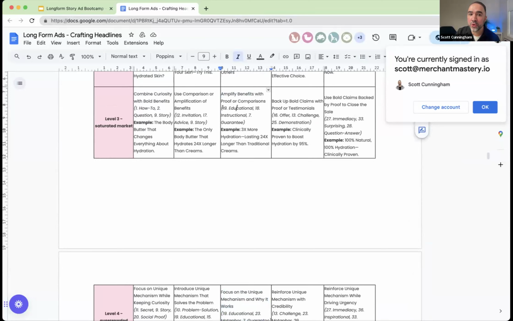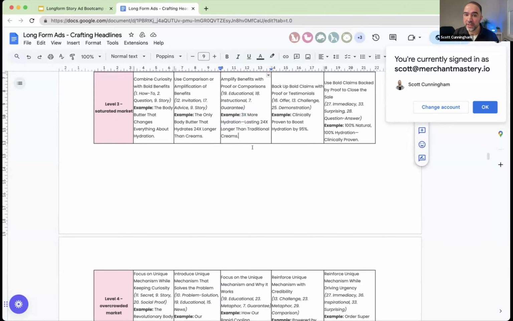And I've listed out three in each box. So we might want to use an educational headline, an instructional headline, and a guarantee headline. And we've recommended three in each box based on where your stage of awareness and market sophistication intersect. And I've included examples. So it's like, here's three templates you should create hooks or headlines with, and here's an example. So 3 times more hydration, lasting 24 times longer than traditional creams. Remember, we saw that one earlier.